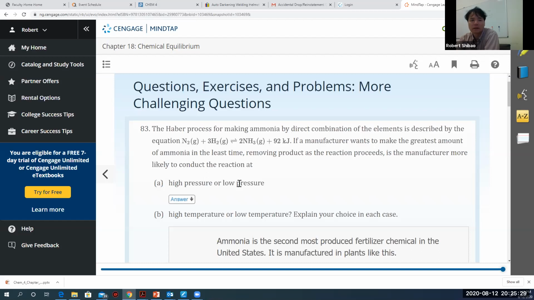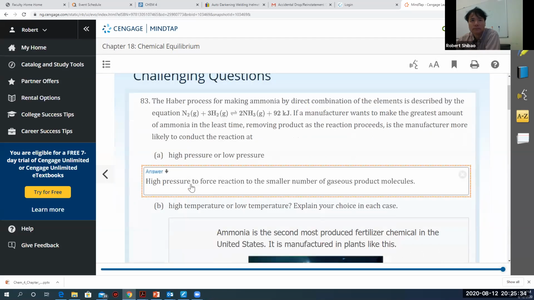Yeah, that's good, Anthony. Low. Oh, actually, low pressure. No, wait a minute. One way of thinking about low pressure is bigger volume. If you have bigger volume, then we're going to favor the side with more moles of gas. If we have smaller volume, which we'd get from high pressure, we're going to favor the side with fewer moles of gas. So it's actually high pressure to force the reaction to the smaller number of gaseous product molecules.